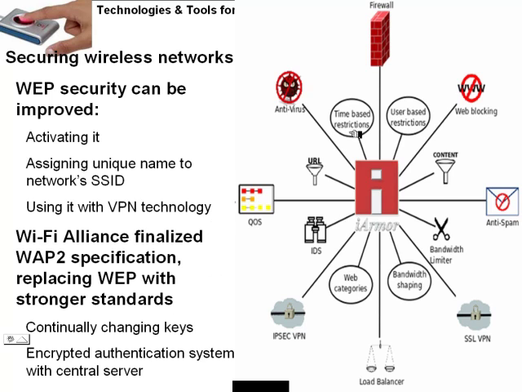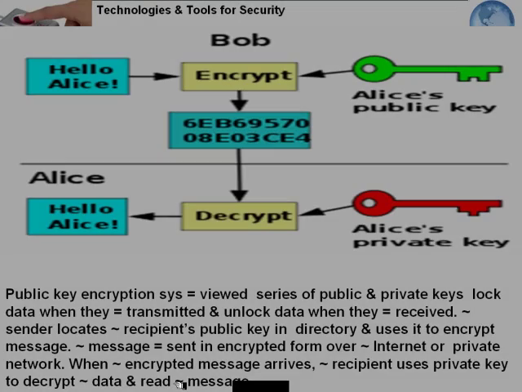All right, so you've got time-based restrictions, user-based restrictions, web blocking, antivirus, bandwidth limiter, anti-spam. All of these things you're using in order to make your company safe. Encrypted authentication systems with a central server.